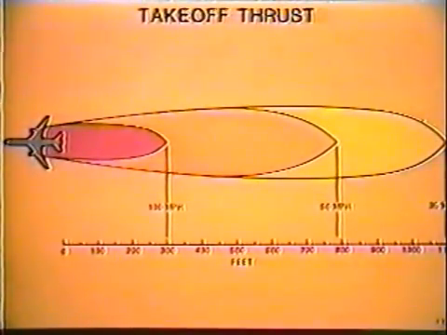At takeoff thrust, wind velocity of 100 miles per hour exists at 300 feet aft of the tail and decreases to approximately 35 miles per hour as far aft as 1,100 feet.